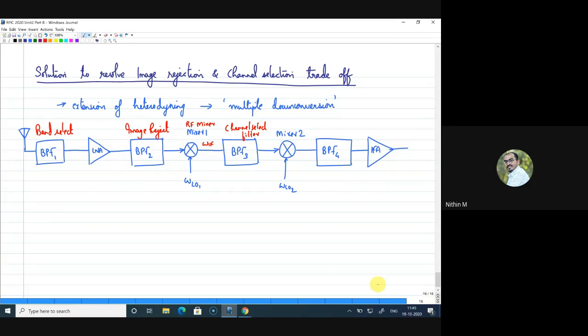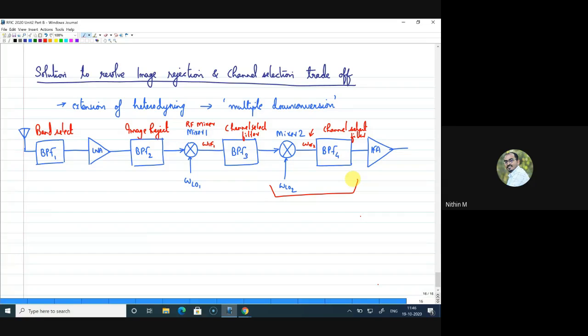But now as we introduce a second mixer, and when we shift the local oscillator frequency, when we use another LO, we are in fact shifting this to a very low frequency. So maybe I'll call this omega IF1 and this omega IF2. Now this omega IF2 is low enough so that I can employ a better channel selection over here, right? So this is the channel select filter, right? So is this clear? What I have done is I have extended this architecture with one more stage of down conversion.